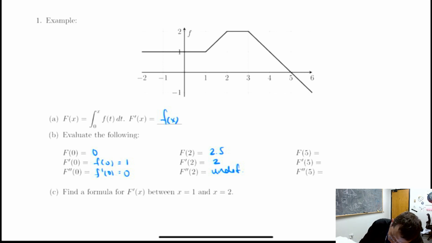Capital F of 5 is 6.5. That is all of this area. Capital F prime of 5 is the y value here, which is 0. And f double prime of 5 is the slope here, which is -1.